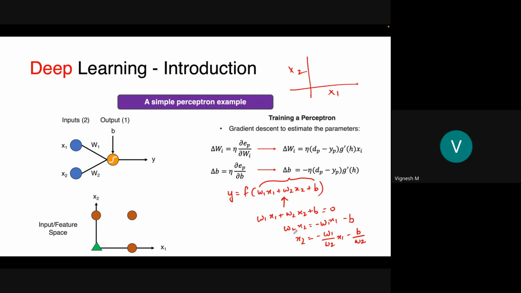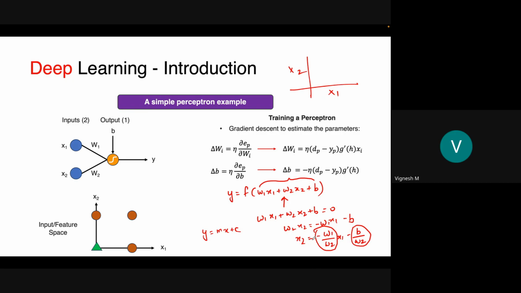So what is this form now? Slope-intercept form. Yeah, y equals mx plus c. So this is your y, this is your m, minus w1 by w2, and this is your intercept, minus b by w2.